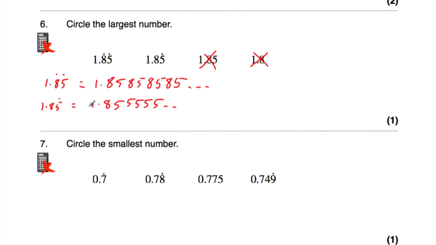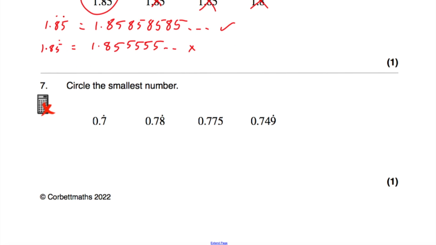They've both got 1s in the ones. They've both got 8 in the tenths. They've both got 5s in the hundredths. So if we look at the thousandths, 1.85 with a dot above the 8 and the 5 has got an 8 in the thousandths, whereas 1.85 with a dot above the 5 only has a 5 in the thousandths. So that means this number is the largest and this one isn't. This one here is the largest because it's got an 8 in the thousandths. And that's it.